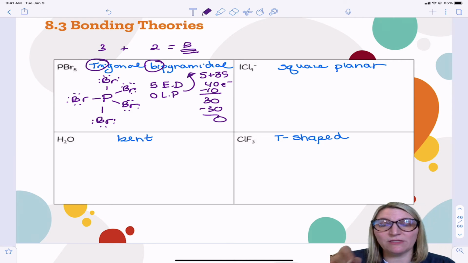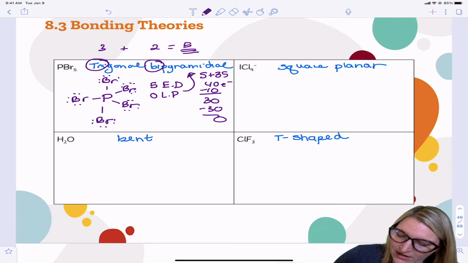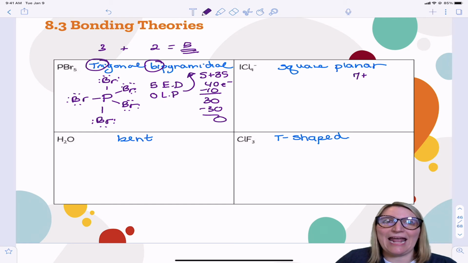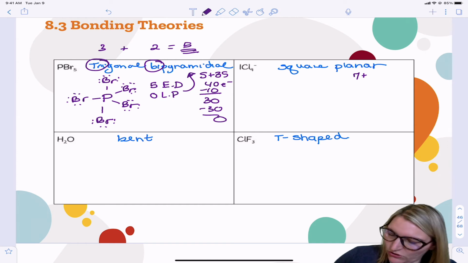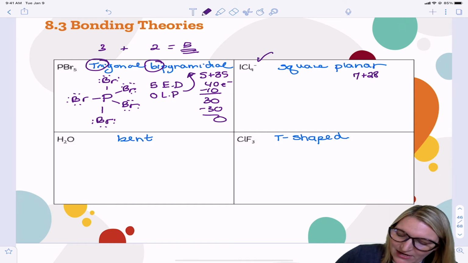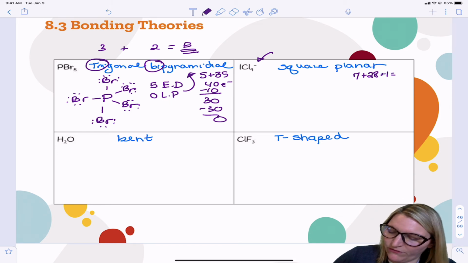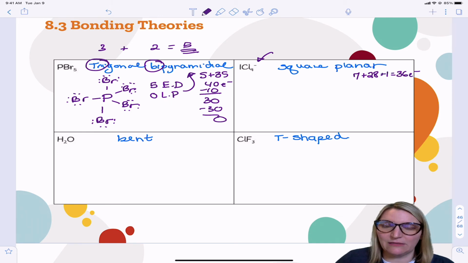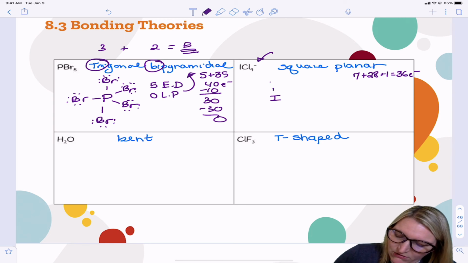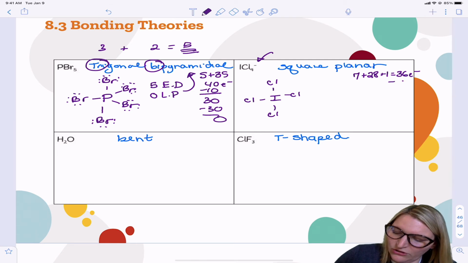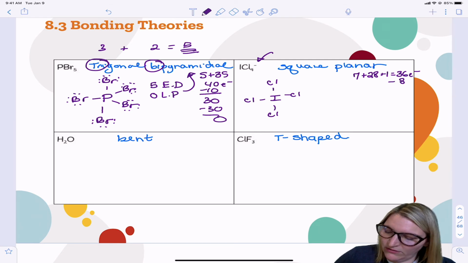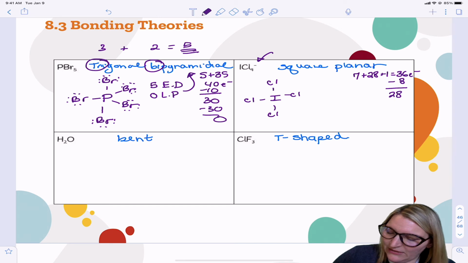ICl4 minus. So this is a polyatomic ion that we have not talked about yet, but iodine has 7. Chlorine has 7 times 4 is 28. And remember, the negative sign means it has an extra electron. So we add 1 more electron for a total number of electrons of 36. Iodine in the middle, the 4 chlorine are around it. I just used 4 bonds, 8 electrons. That gives me 28 left over.